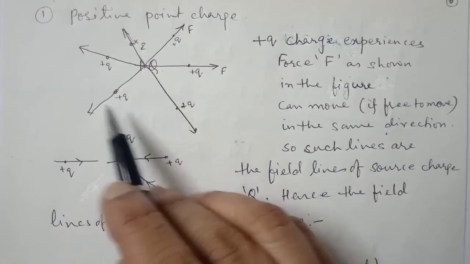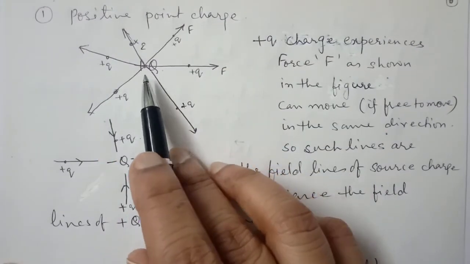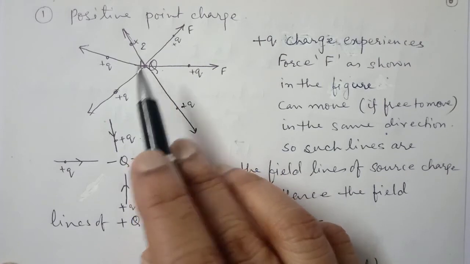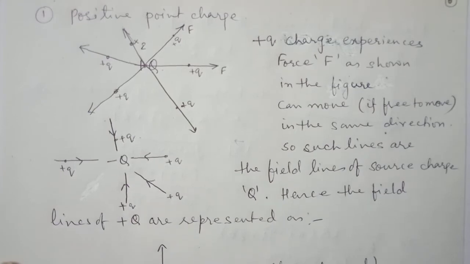Hence, these lines are actually representing the field of the positive charge. Field lines of the positive charge. It is field lines of the negative charge.